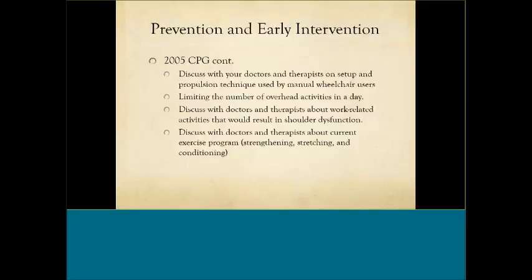And that actually starts to pull on the biceps, and that causes that Popeye muscle that ends up ripping off, and you see this big bulge, okay? Really, the propulsion in a manual chair should be done almost 100% with your triceps. And that's not something that's usually done, okay? We want to, again, limit the number of overhead activities in a day.